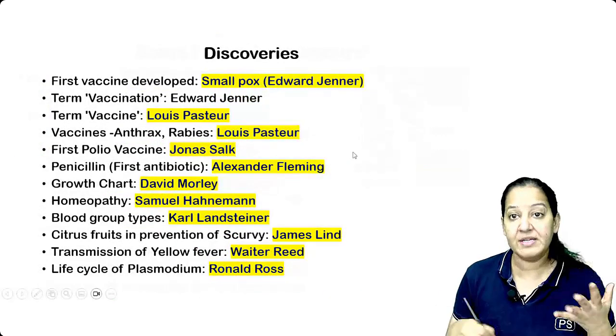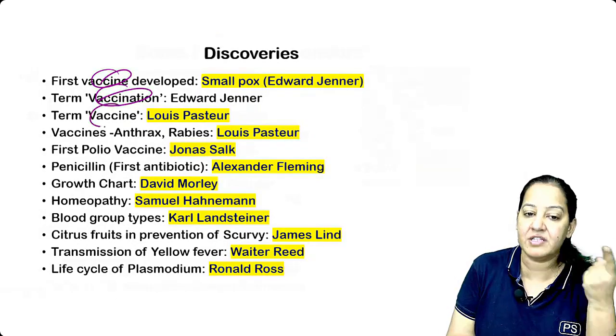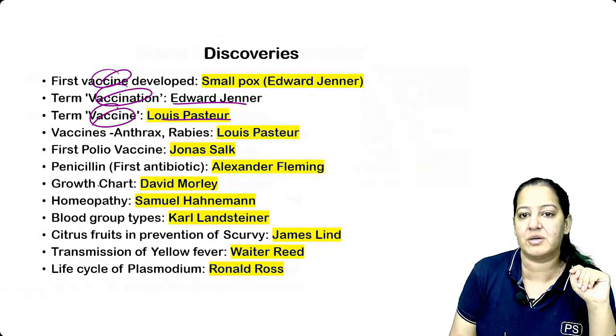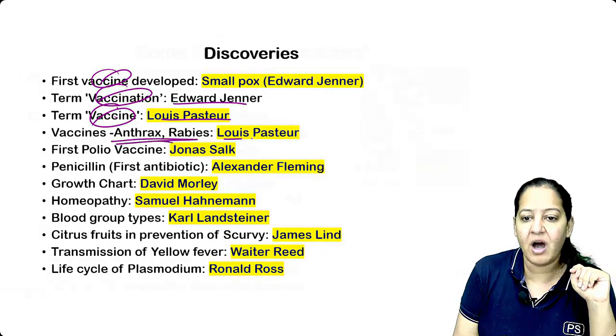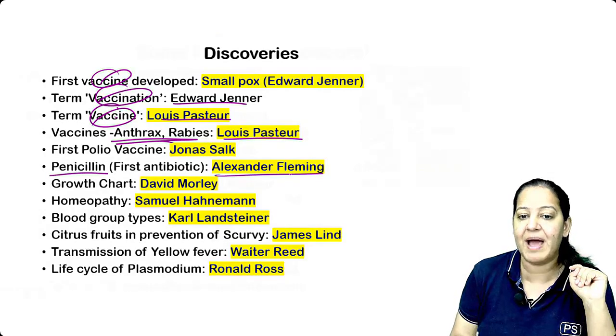Please learn the important discoveries. First vaccine is discovered by. The term vaccination is given by. The term vaccine is given by. Vaccination was coined by Edward Jenner. Vaccine was given by Louis Pasteur. The 3 vaccines, cholera, anthrax, rabies, were discovered by Louis Pasteur. Penicillin, the first antibiotic, was discovered by Alexander Fleming. You may be knowing that.